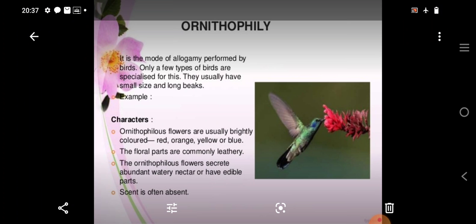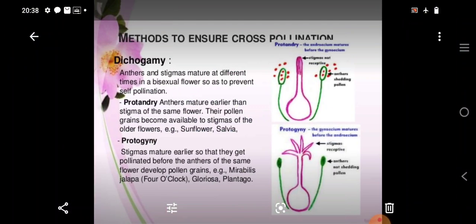and the floral appendages or the floral parts are quite leathery in appearance, and they secrete or produce a large amount of nectar as a reward for the birds. Okay, and the scent is basically absent in them.